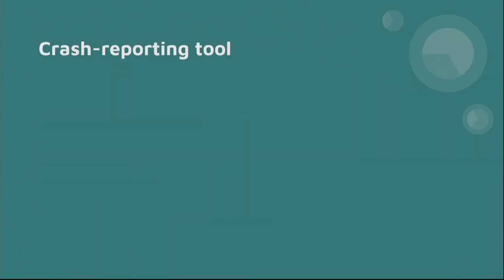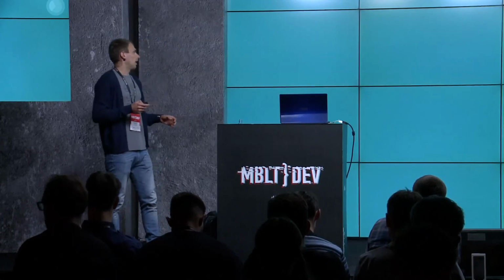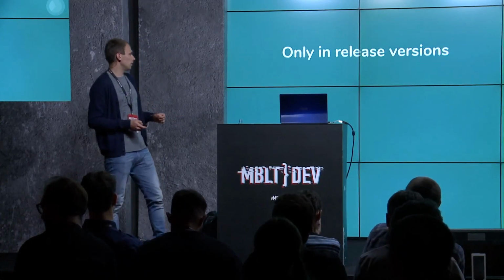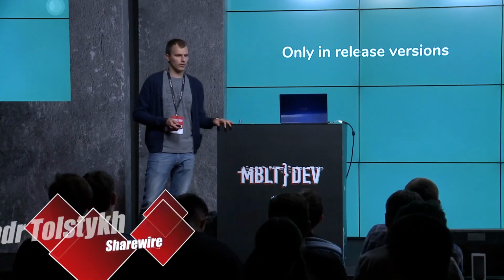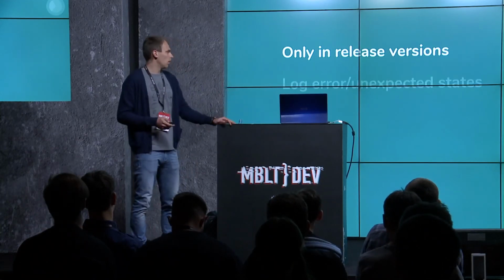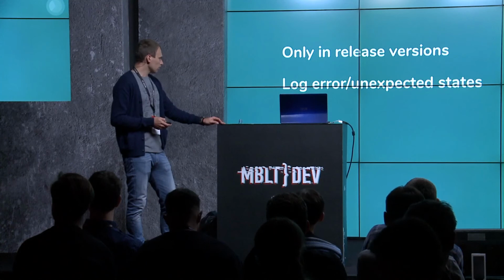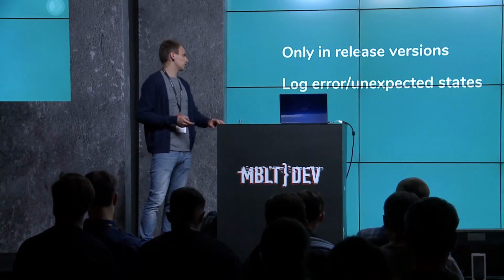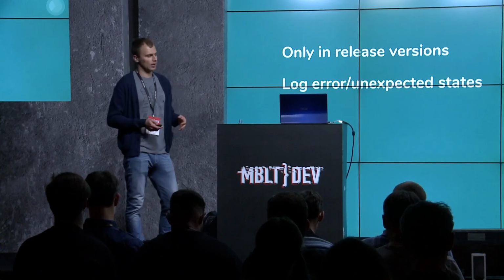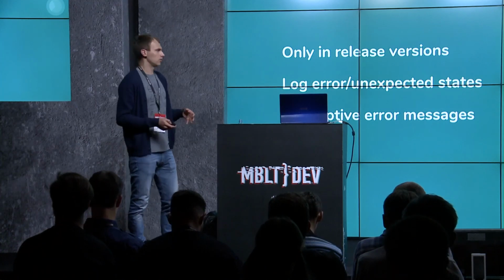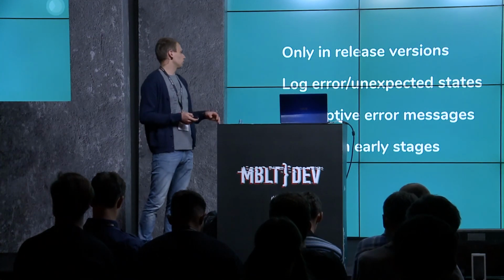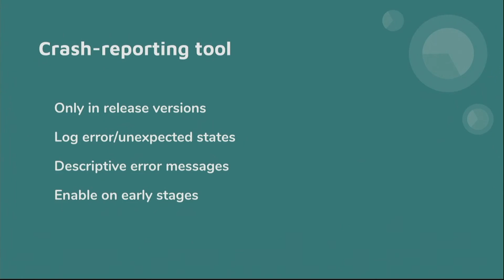Crash reporting tool. This tool may be obvious, but it's worth mentioning. It should be added only in the release version. You don't want to see millions of crashes which happen during development when you forgot to disable something. You should always log errors and unexpected states. If you think that it should never happen, actually someday it will happen. That's why you should add descriptive error messages, and you will analyze them later. And enable it on early stages, because when you share builds on early stages, you will be able to gather all these reports before they go live.